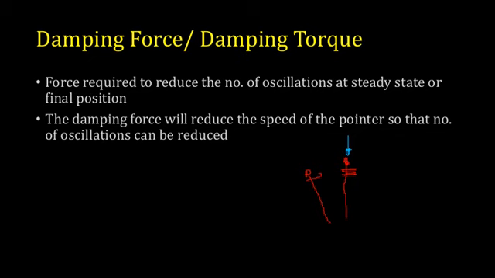Now we'll look at different mechanisms to produce each of these forces. So we will see one by one in detail. Remember, you have a deflecting torque which is produced by any one of the effects of the current, which will be balanced by the control torque, provided opposite to TD in order to hold the pointer at the desired position. And in order to reduce the number of oscillations at that point, you have this damping torque.